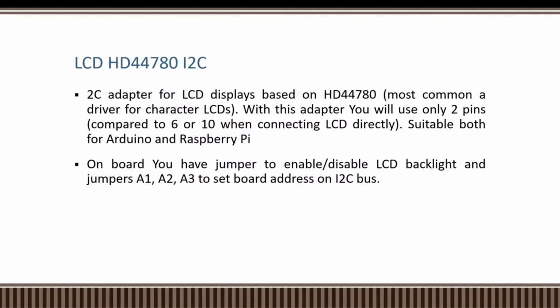LCD. Here we are going to use an I2C LCD. It is an I2C adapter for LCD displays based on the HD44780, the most common driver for character LCDs. With this adapter, you will use only 2 pins compared to 6 or 10 when connecting the LCD directly. So it is suitable for both Arduino as well as Raspberry Pi, and here we are going to use Arduino. On board, you have a jumper to enable or disable the LCD backlight and jumpers A1, A2, A3 to set the board address on the I2C bus.